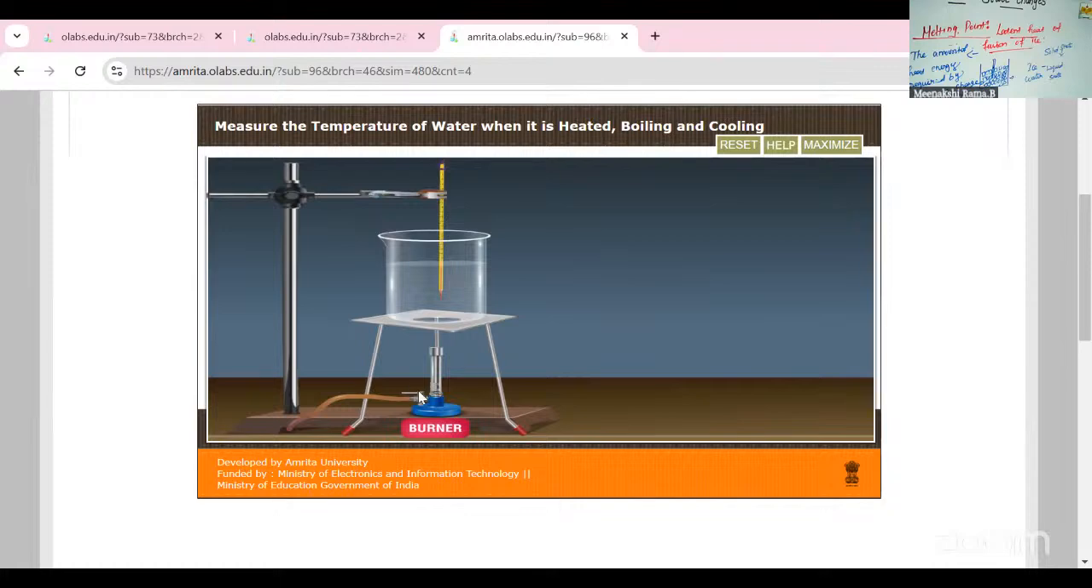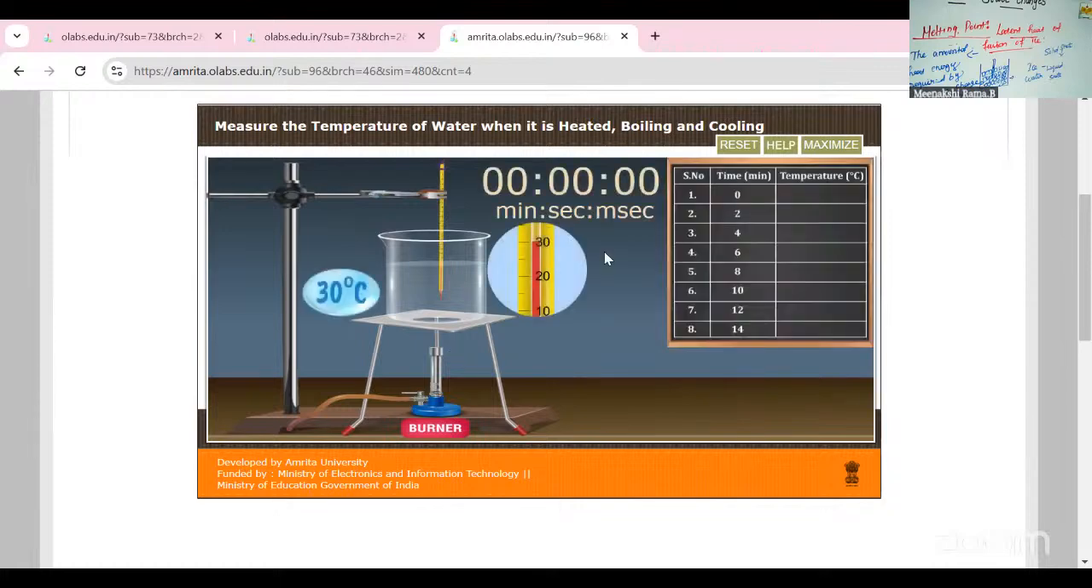Stay on the burner. The water is heated. Just you see, now the time is 0. One tabular column also here. So the temperature level is indicated. Just we can observe with the help of the thermometer. The temperature level is 30. So the first thing, initial temperature is 30 degrees Celsius.